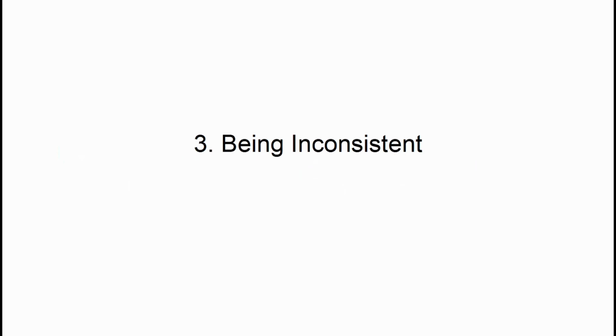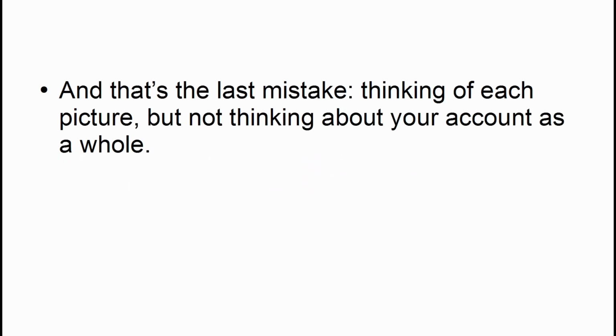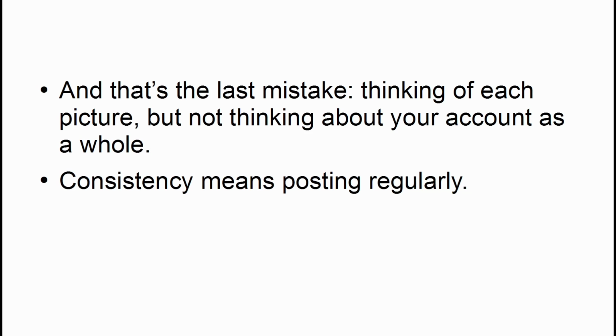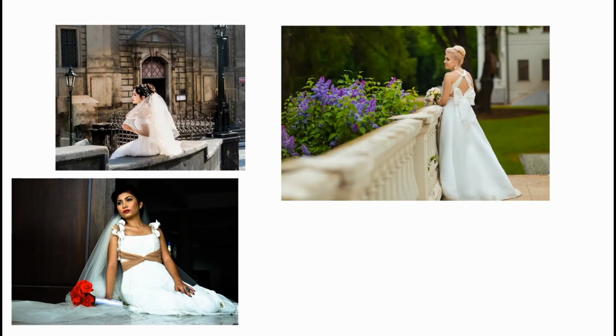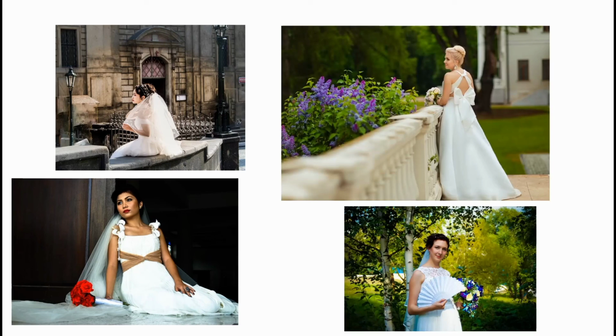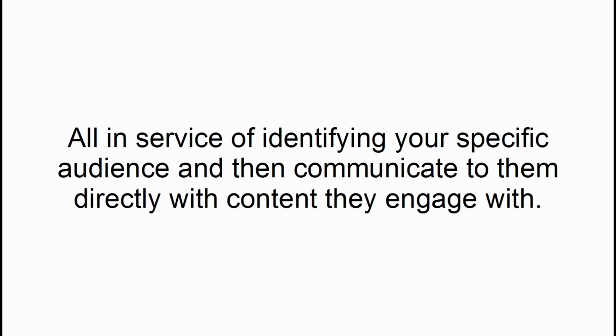3. Being inconsistent. And that's the last mistake. Thinking of each picture, but not thinking about your account as a whole. Consistency means posting regularly, and there's nothing worse than an Instagram account that hasn't had an update in weeks. But it also means being consistent in what you post. That means posting only within your niche, and ensuring that you have a consistent style and tone across all your images, all in service of identifying your specific audience, and then communicating to them directly with content they engage with.